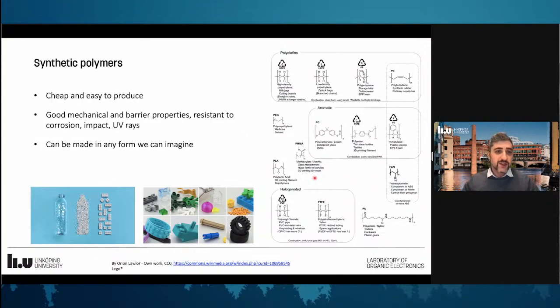So they are great materials. They're really cheap and easy to produce in very large quantities. They have really nice properties, like very good mechanical and barrier properties. They are resistant to corrosion and to UV rays. So really they became an integral part of our everyday life.